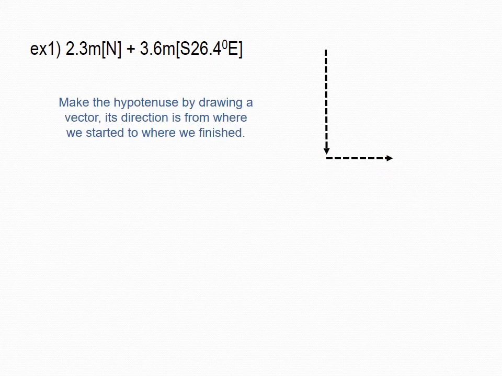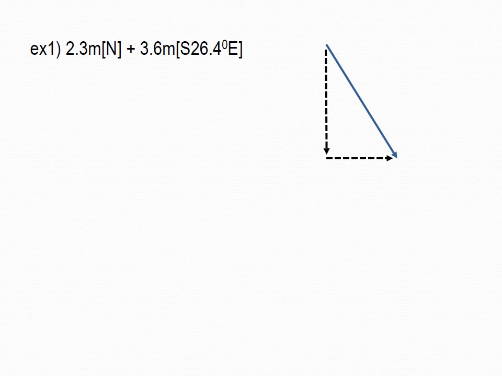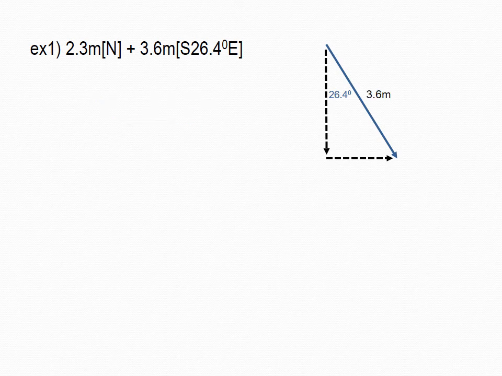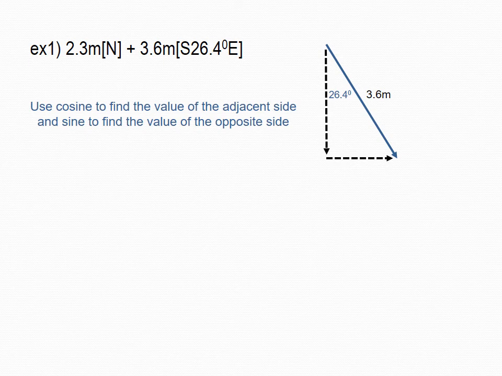Make the hypotenuse by drawing a vector. Its direction is from where we started to where we finished. We started here, so we will draw a vector from where we started down to where we finished. The angle from where the triangle was started was 26.4 degrees. So facing south, going towards the east, this angle is 26.4 degrees. The hypotenuse of the triangle is 3.6 meters. So we will use cosine to find the value of the adjacent side and sine to find the value of the opposite side.